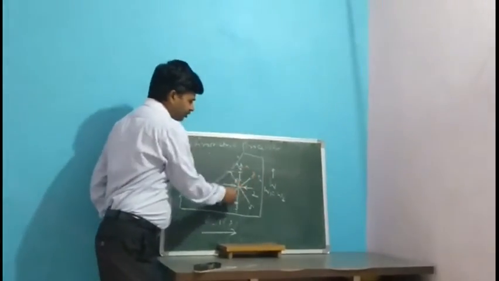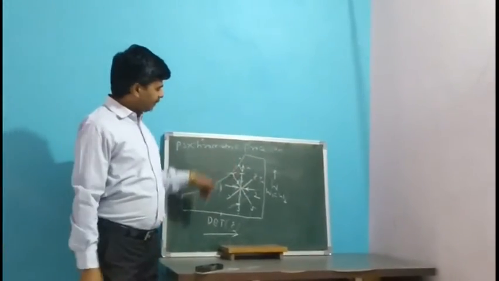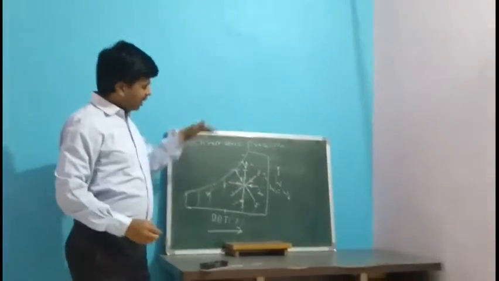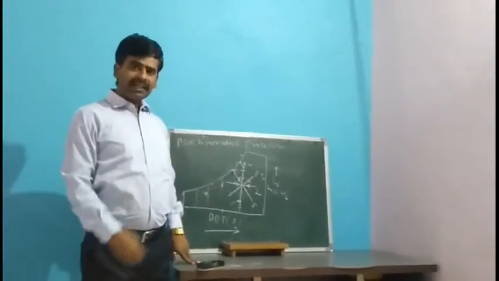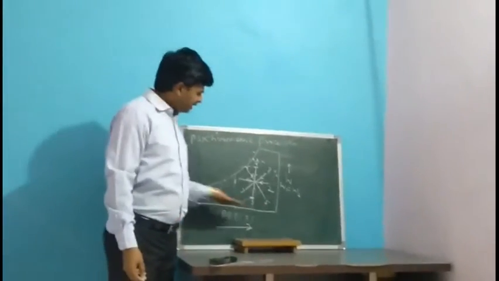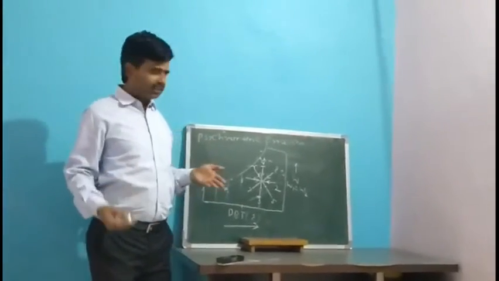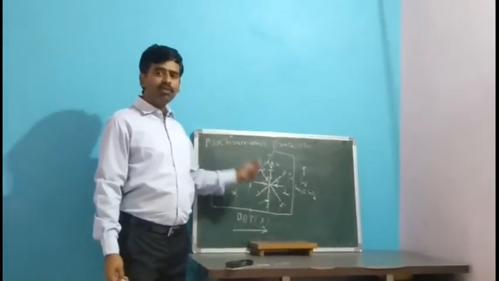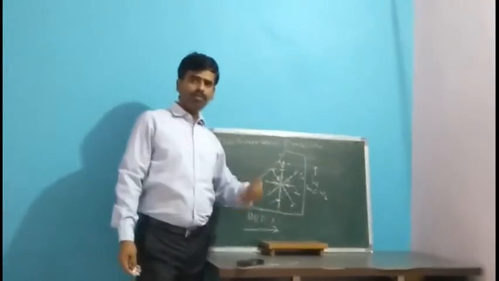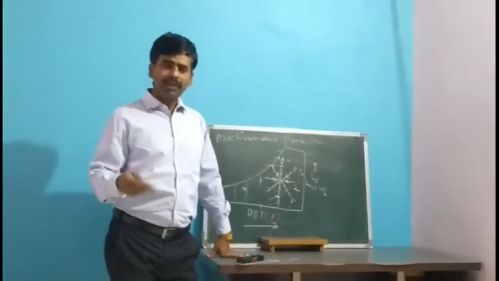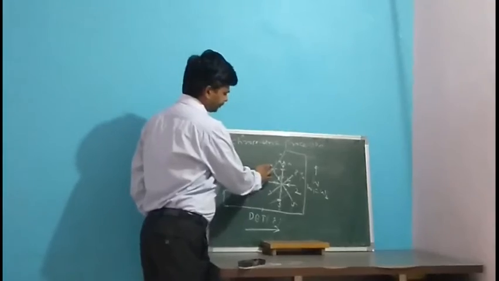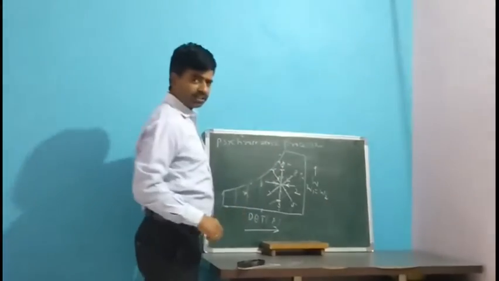Then 8 to 7, exactly the reverse, where the DBT is decreasing and specific humidity is decreasing. If DBT is decreasing, it is a cooling process, and specific humidity is also decreasing, so it is a dehumidification process. So 8 to 7 is known as cooling with dehumidification process. Now we have learned the 8 processes here.